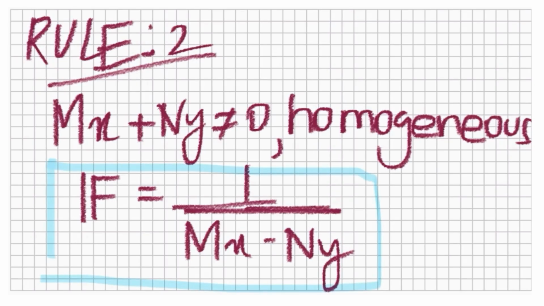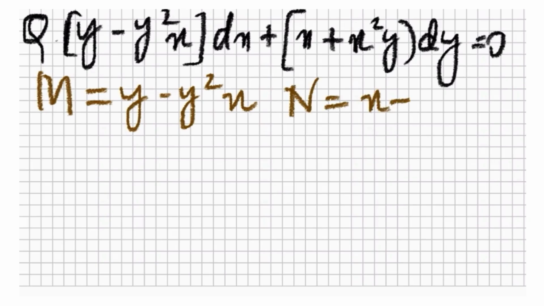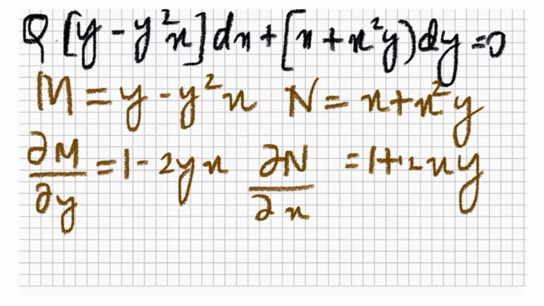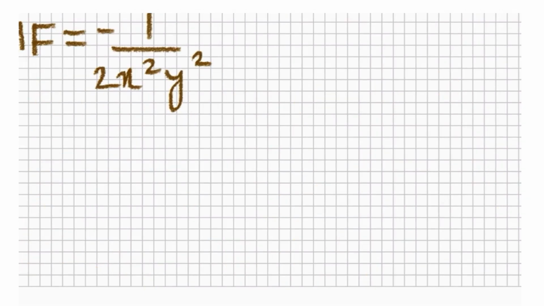Let us see an example of rule 2. Here again we club the M and the N terms together, that is the dx and the dy terms together, where M is equal to y minus y square x and N is equal to x plus x square y. Now again, upon partially differentiating both of these terms, we see that they are not equal. Thus the equation is not exact. To make this equation exact, we take Mx minus Ny, which gives us minus 2x square y square. Therefore, the integrating factor is minus 1 by 2x square y square.